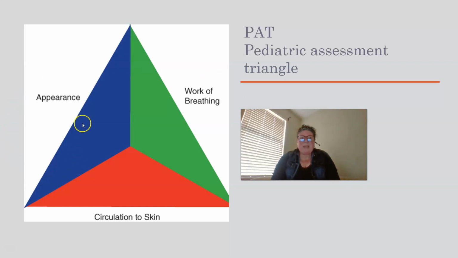The first side we can look at is appearance. We should see an infant in a position of flexion, hands and knees flexed. Older than an infant, they should be alert, looking around, following and tracking their parents. They should be apprehensive of strangers. That should all be a normal appearance for pediatric patients. When we see pediatric patients that are lethargic, or they're not alert, or their limbs are flaccid, that is a very bad sign that our appearance triangle is abnormal.